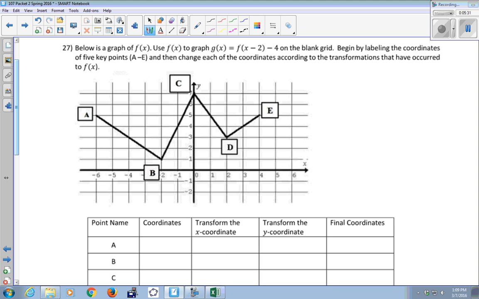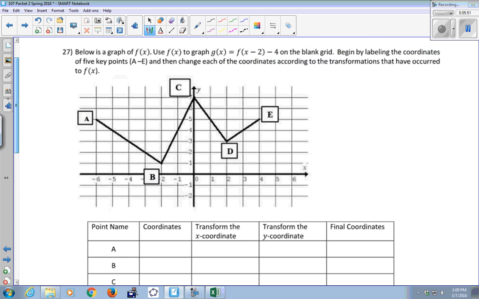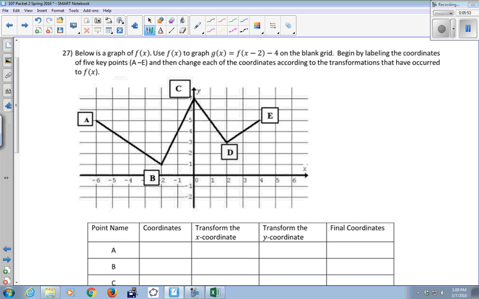So this is a graph of f of x, a random piecewise defined function here. I want to graph a new function that is a transformation of this one. It's going to be f of x minus 2 minus 4. Okay, and I'll graph it on the blank grid down here. So I'm going to start by labeling the coordinates of those 5 key points, A, B, C, D, and E.